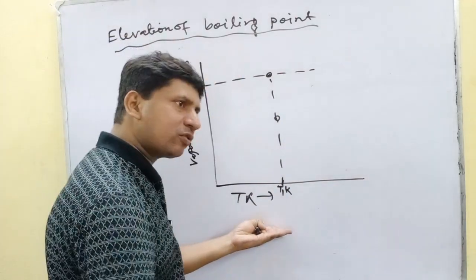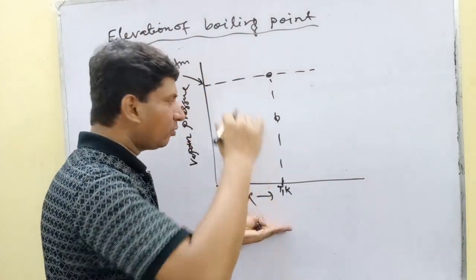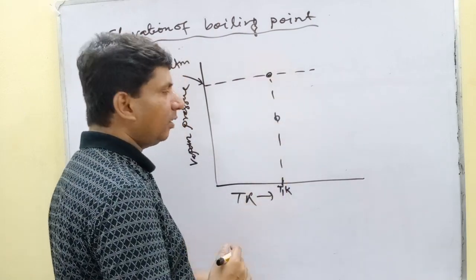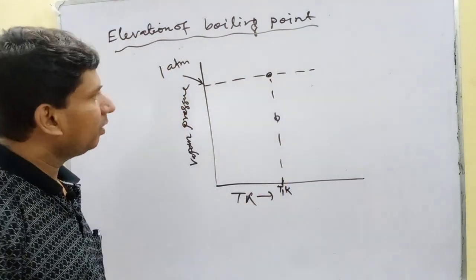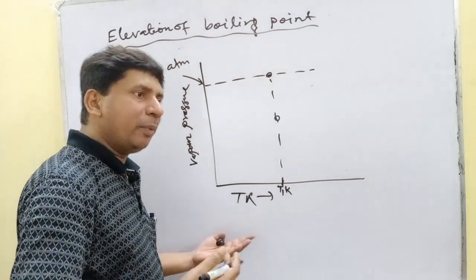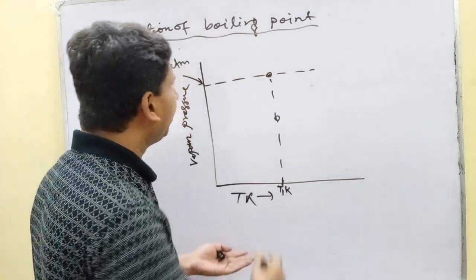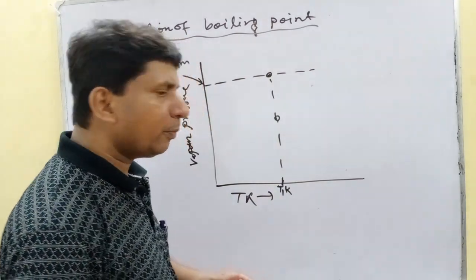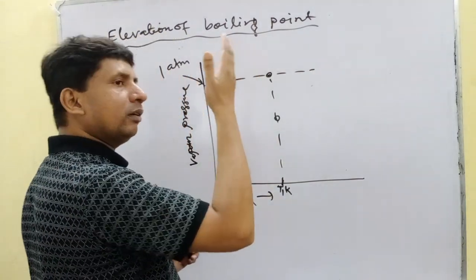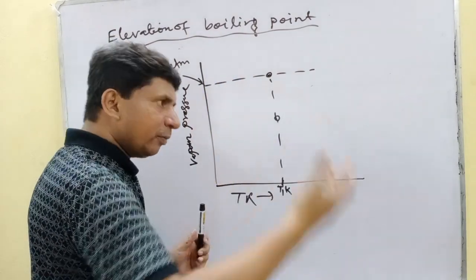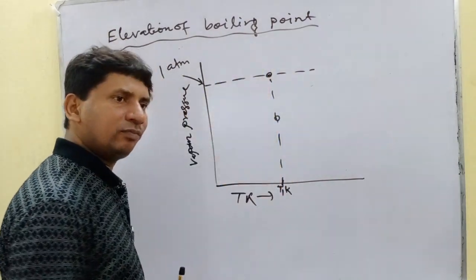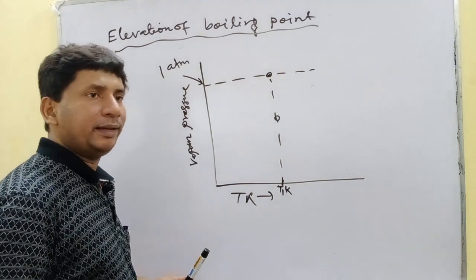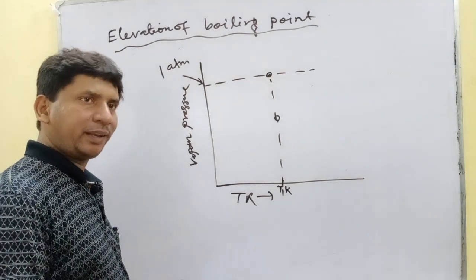If we add solute in solvent, then vapor pressure decreases. Then what happens? If vapor pressure drops, it will not vaporize, because it vaporizes at 1 atm pressure, normal pressure. Then how can we increase the number of vapor particles?